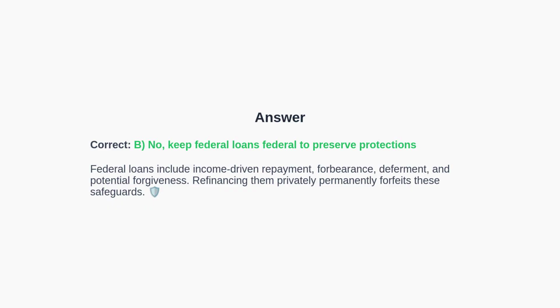The correct answer is B. You should keep federal loans federal to preserve protections such as income-driven repayment, forbearance, deferment, and forgiveness options. Refinancing into a private loan would permanently remove those safeguards, even if the rate is lower.